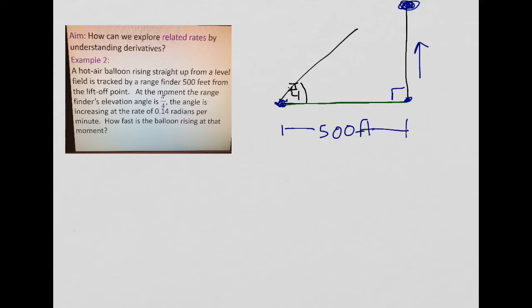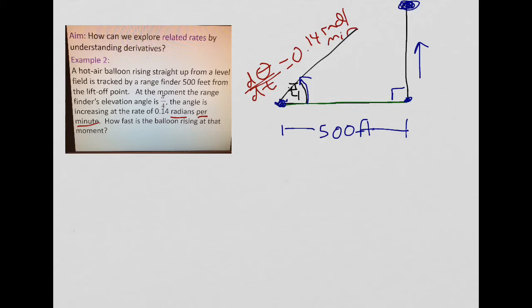At the moment, the rangefinder's elevation angle is pi/4. So once again, over here, it became pi/4. It was increasing at 0.14 radians per minute. When we're talking about a rate with an angle, it's usually referencing theta. So we want to say d theta over dt, in radians per minute, 0.14. Let me just write down the units.